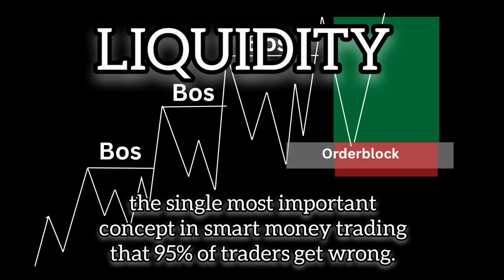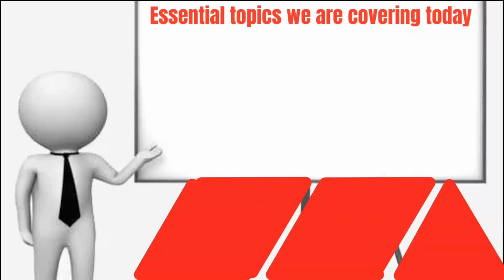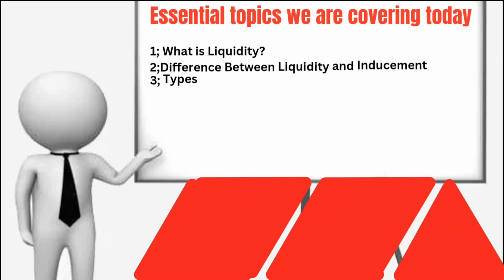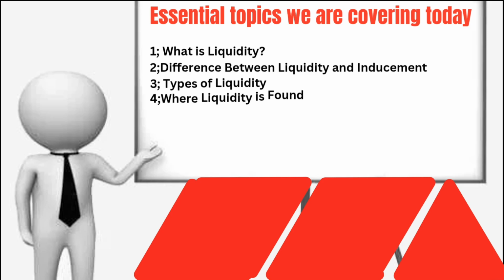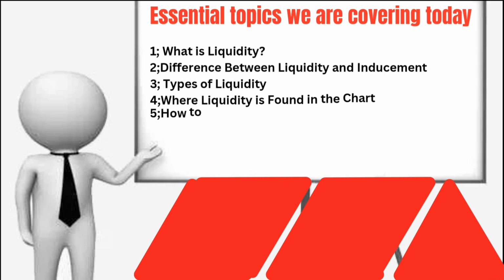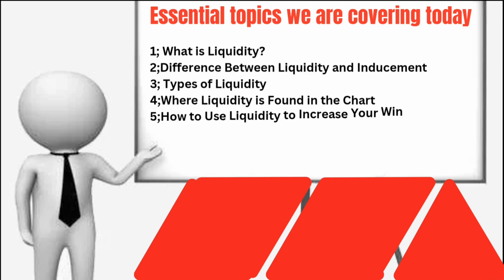Why? Because you don't truly understand liquidity, the single most important concept in smart money trading that 95% of traders get wrong. In this video, I'm going to reveal the true concept of liquidity that institutions use to manipulate retail traders, and more importantly, how you can use it to your advantage to increase your win rate dramatically. Stay until the end because I'll show you exactly where to find liquidity on any chart and how to trade it like the smart money does.